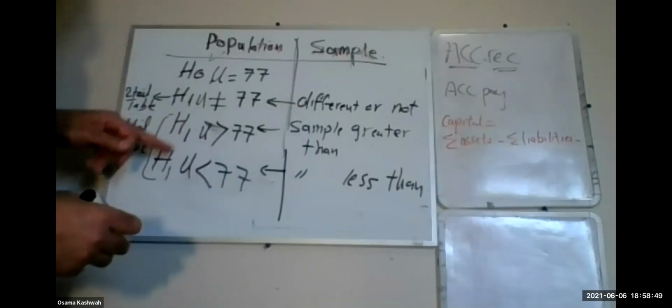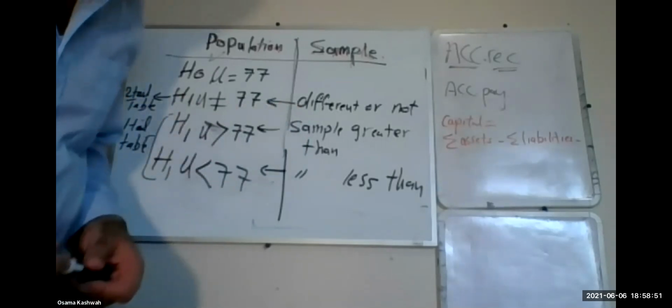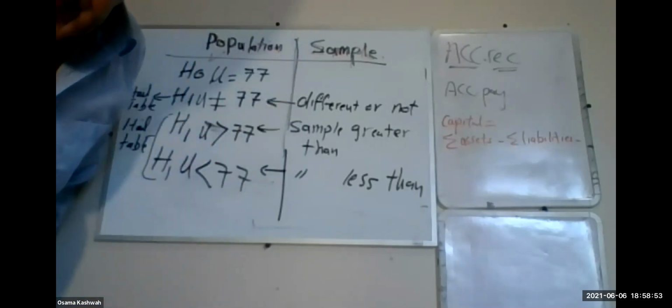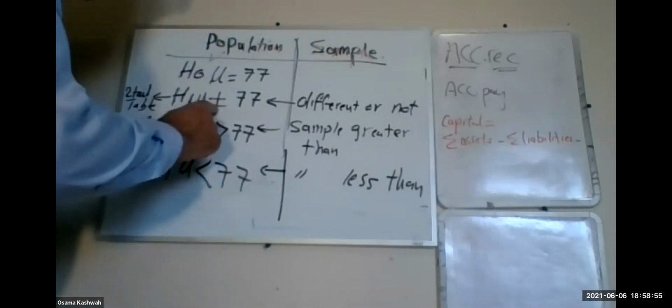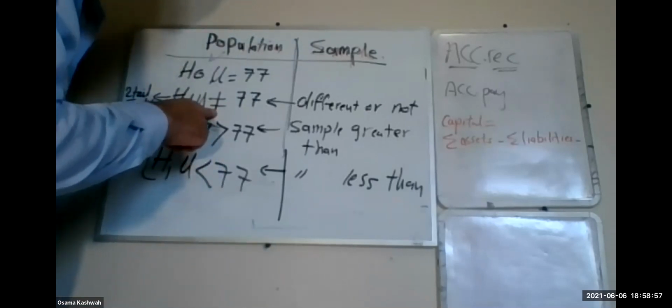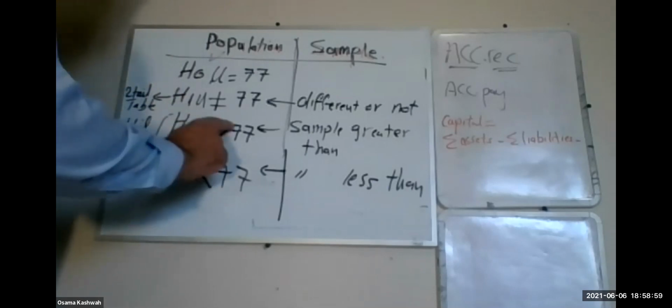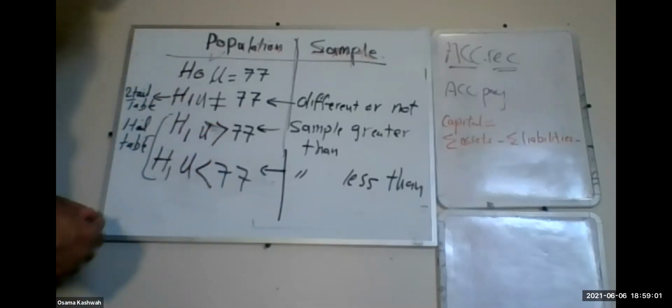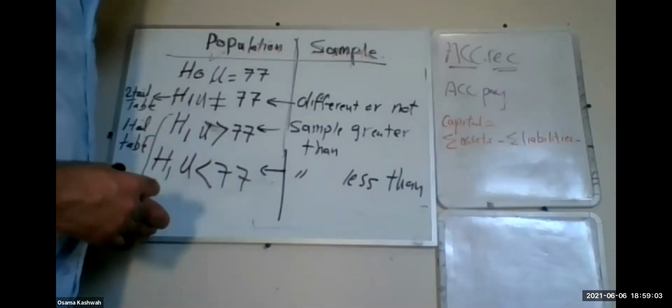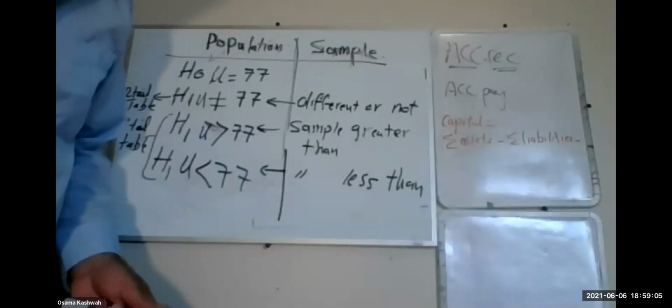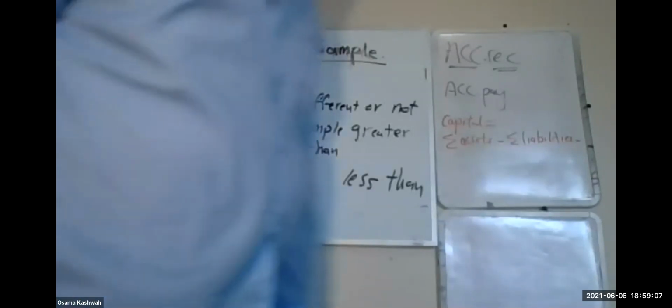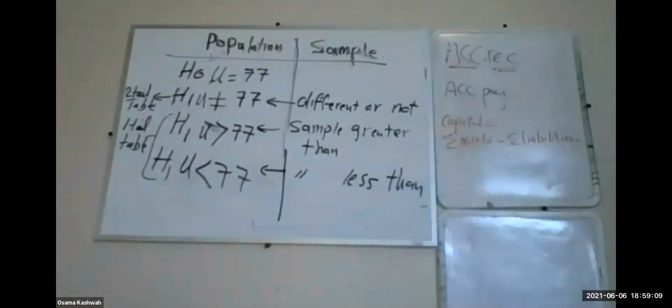So it is based on what you are given. If you are working on non-equal, this is a two tails table. If it is greater or less, then this is a one tail table. And I will show you the difference between the one tail table and the two tails table right now.